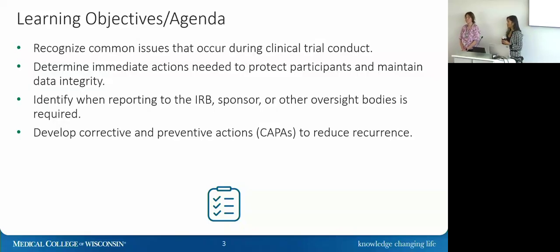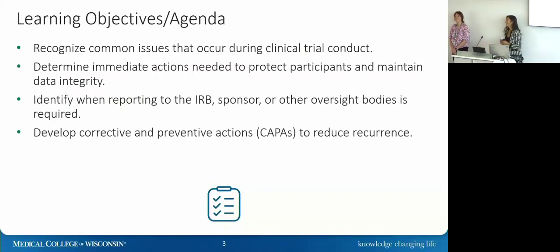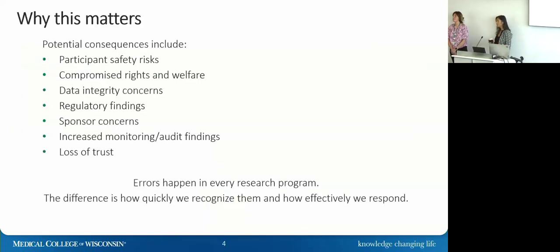Because at the end of the day, when we're doing clinical research, we want to protect that participant's safety. That's always at the forefront of our mind. And maintain that data integrity. We're also going to identify when you need to report to the IRB because not everything needs to go to them immediately, right? So talking about reporting to them, maybe your sponsor or any other bodies that are overseeing your trial, and then also do you need to develop a CAPA? So a corrective and preventative action plan. Not every single thing that goes wrong is going to require a formal response like a CAPA. So those are the objectives.